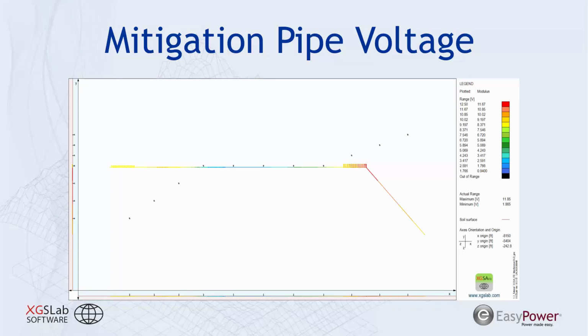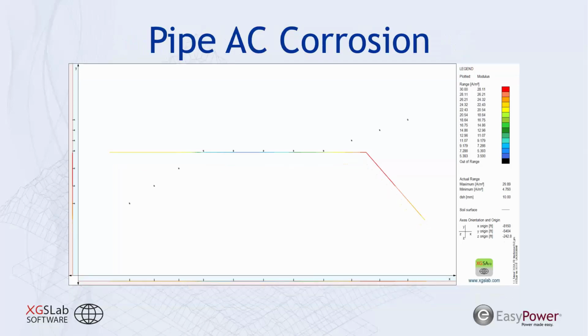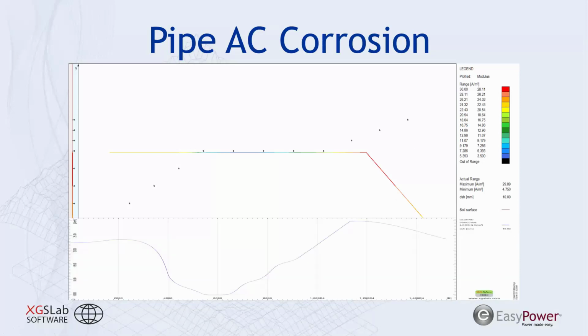So let's see what this does for the AC corrosion. Here we can see that on the pipeline we are just barely below that 30 amps per meter squared value. Here's another view of the pipeline's amps per meter squared value. And by incorporating those ground rods throughout the pipeline, we're able to keep it just below the level where we'd expect to see corrosion occurring on that pipeline.